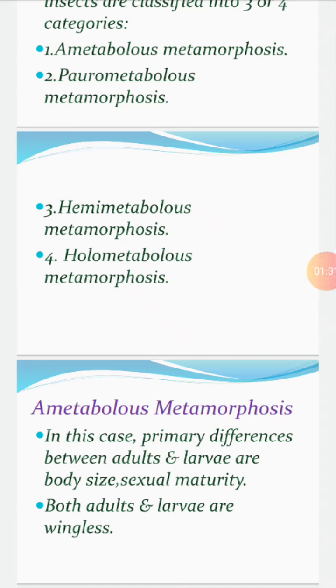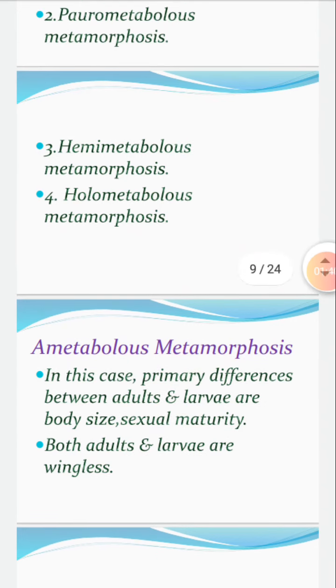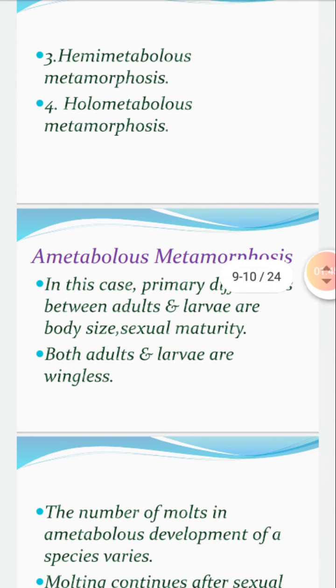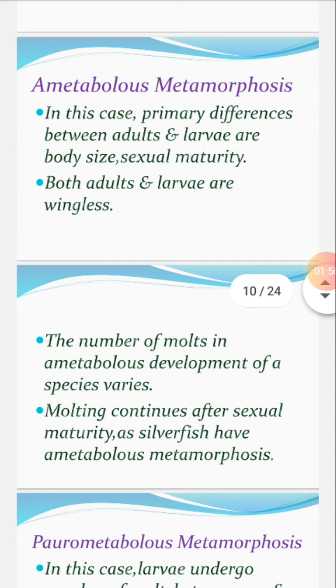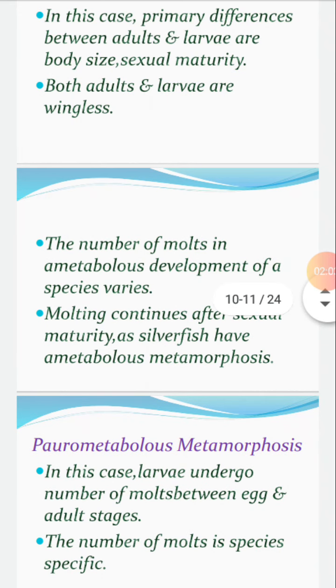In this case, the primary differences between adults and larvae are their body size and sexual maturity. Both adults and larvae are without wings, that is, wingless. The number of molts in Ametabolous metamorphosis of a species of insect varies. Molting continues after sexual maturity. For example, silverfish have Ametabolous metamorphosis. That is, they are wingless.